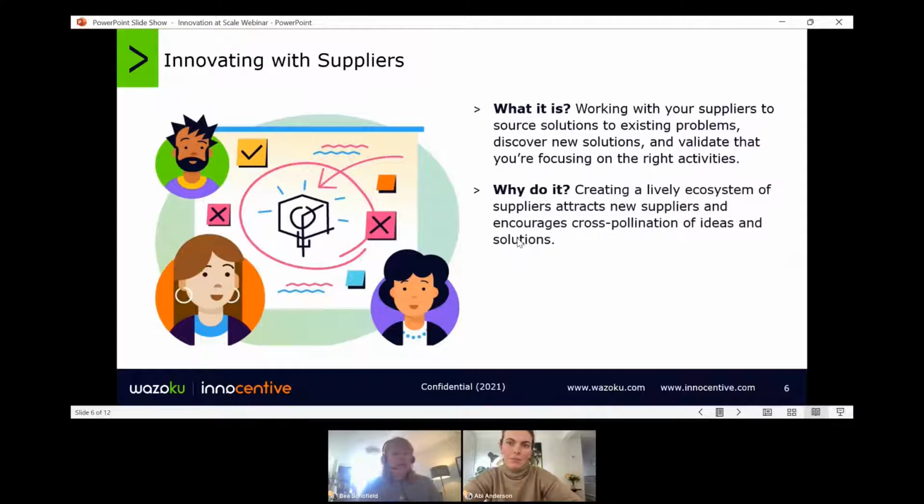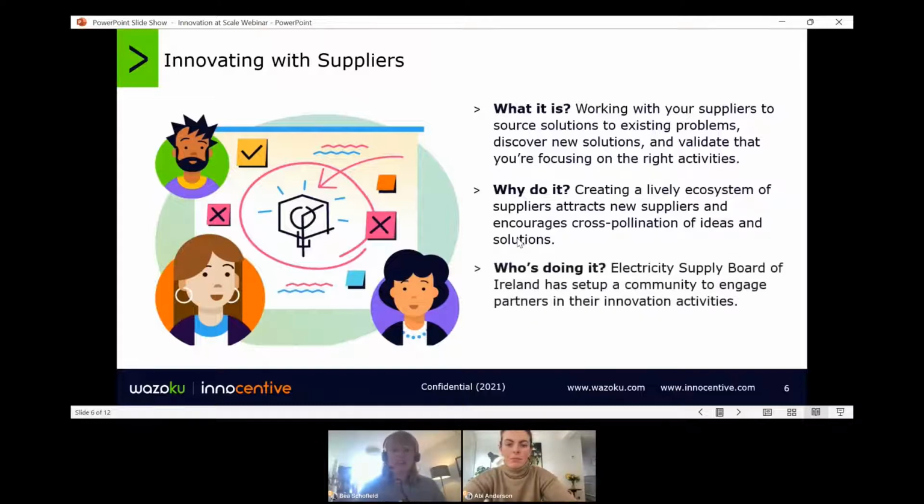And why are the organizations that we're working with doing this? Part of this is around making sure that the ecosystem that sits around your organization is lively, that you can continue to attract the brightest, the best suppliers, and as much as possible, encourage that cross-pollination of ideas and solutions. So whereas you might be going through typical supplier procurement processes, it might be an opportunity for you to bring your suppliers and your partners into one place so you can address the bigger problems of tomorrow as a collective. And so I'm going to jump into one of our customers' examples.